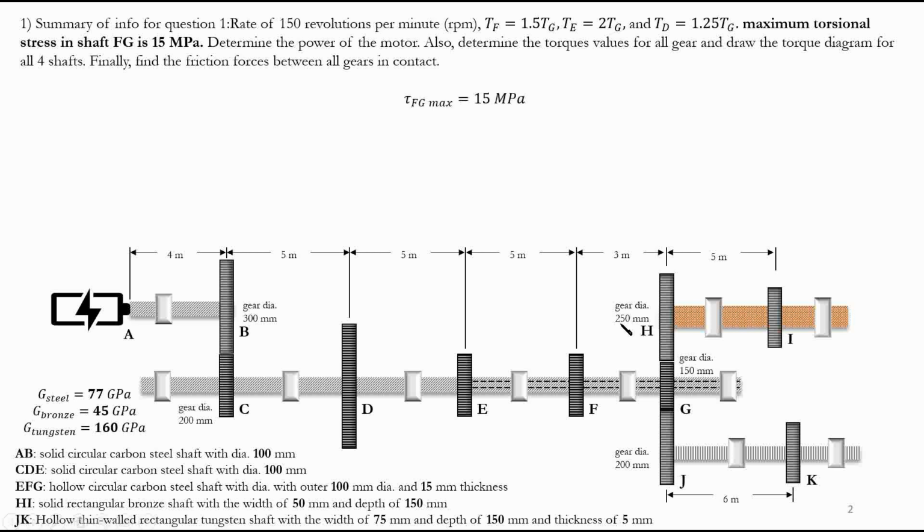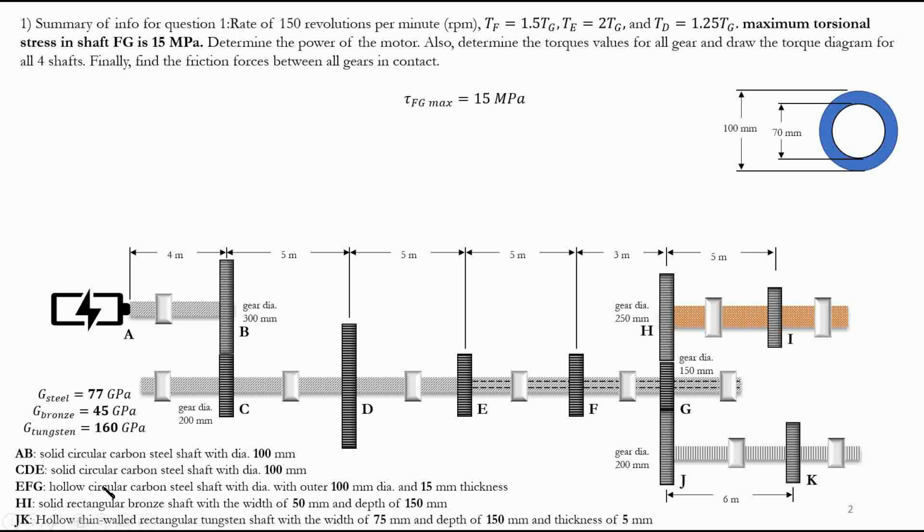The question says tau FG, the maximum shear stress in portion FG of shaft CDEFG, is 15 megapascal. Okay. Now, this has a direct formula, right? What is the formula for this? It's TC over J, right? TC over J is the formula. So here it is. This is our circular shaft, our hollow circular shaft. Remember, part FG, here it is.